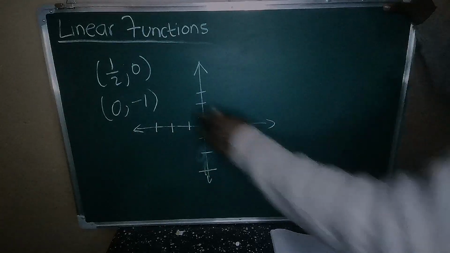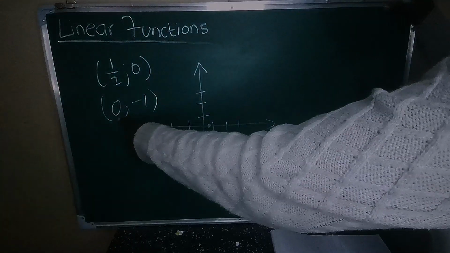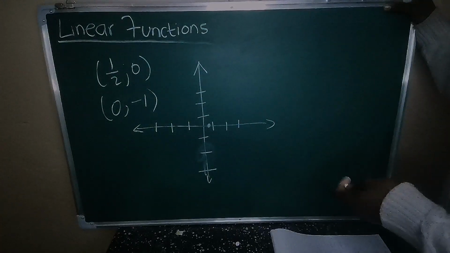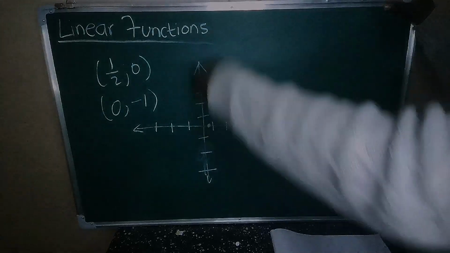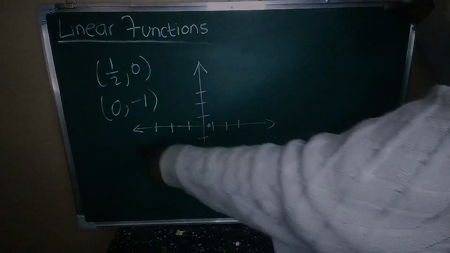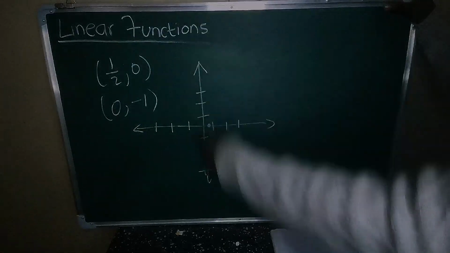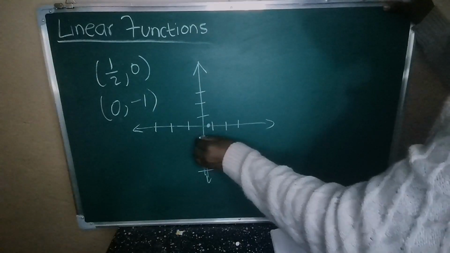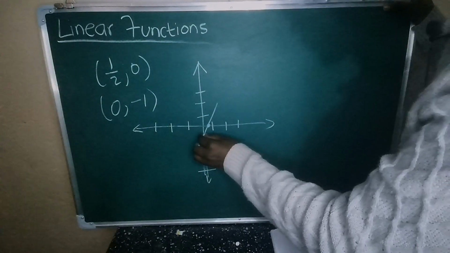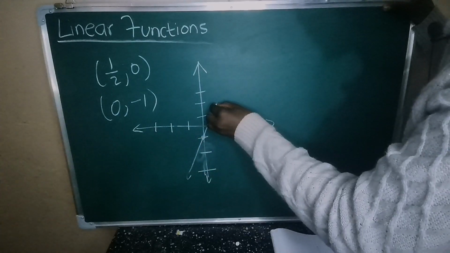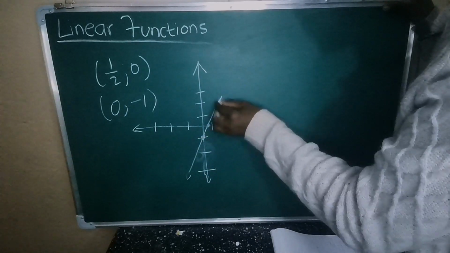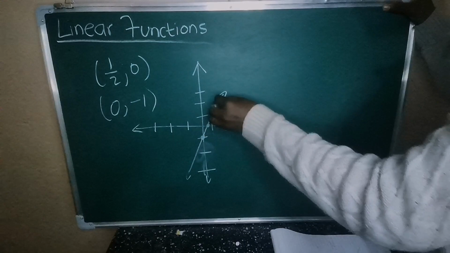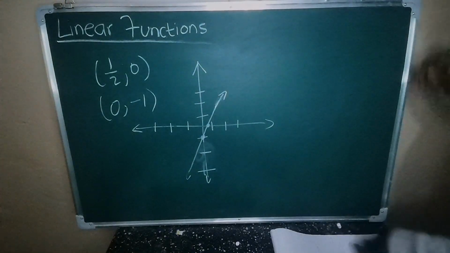It cuts the x-axis if y is 0. Then if x is 0, it cuts the y-axis. It means the point lands on the y-axis line. If x is 0, it means the point is on our y-axis, then y is negative 1. Then we just join the coordinates. And this is how our graph will look like of these coordinates. This is our straight line, guys. You can draw it properly in your own space.